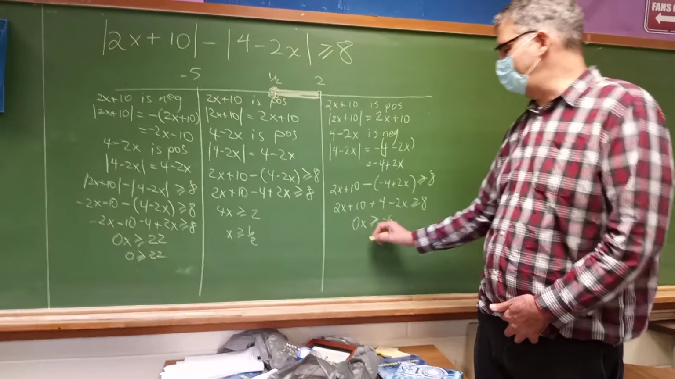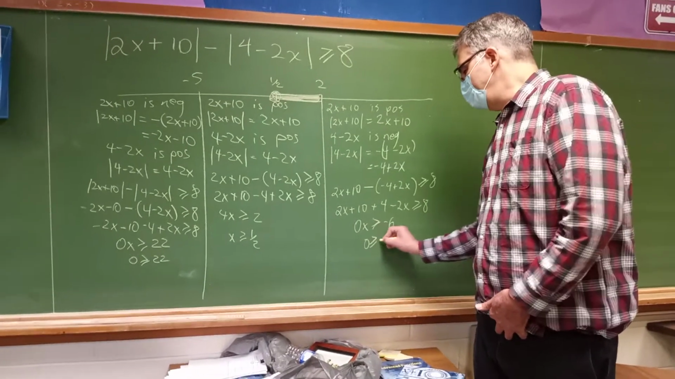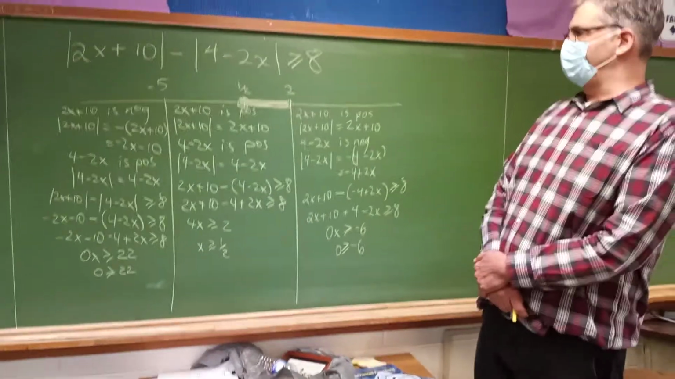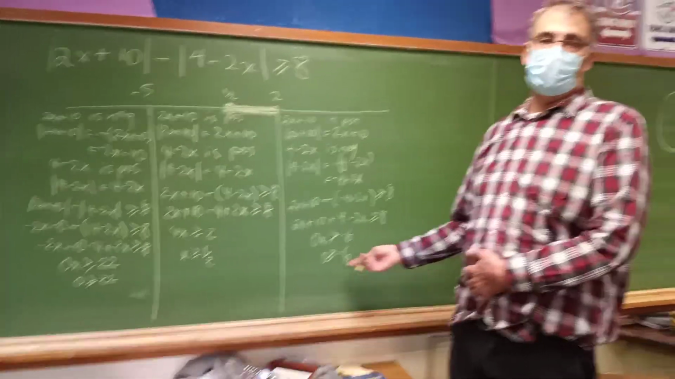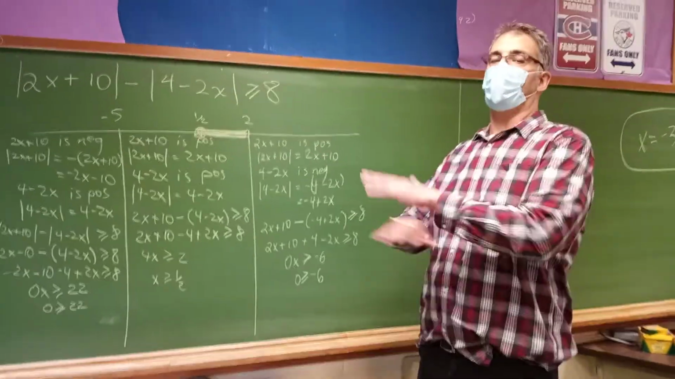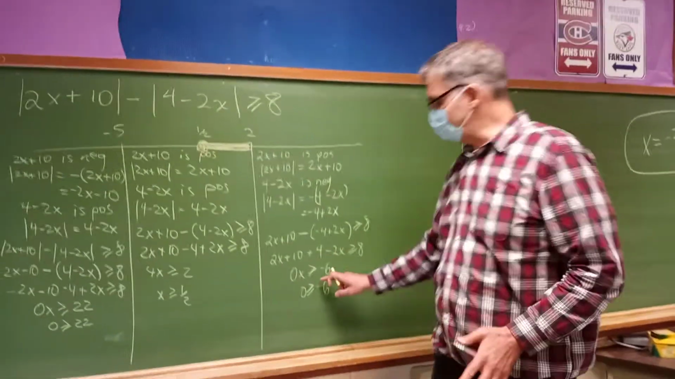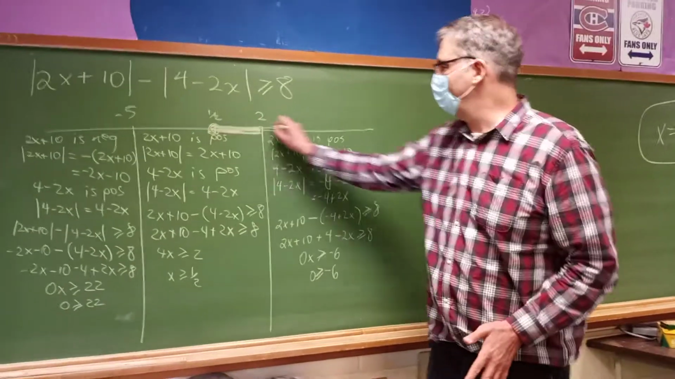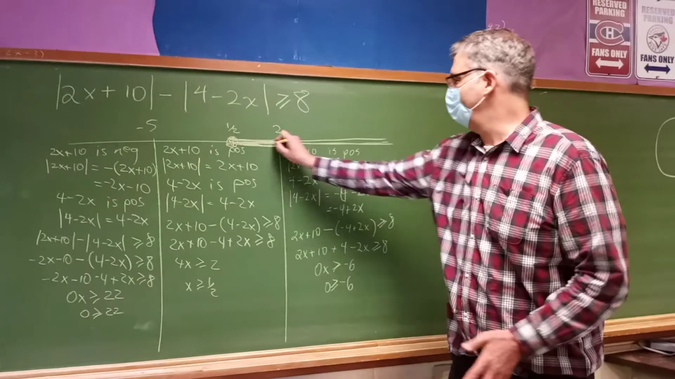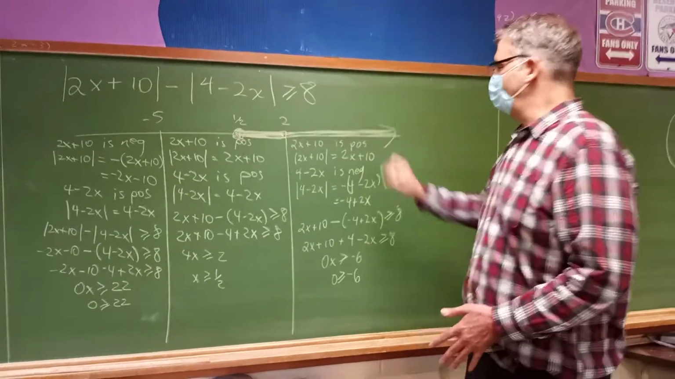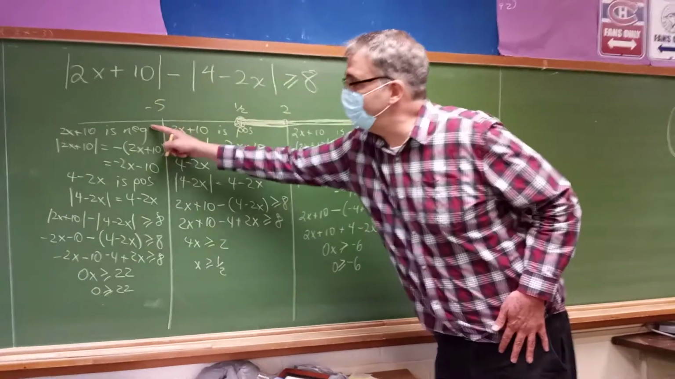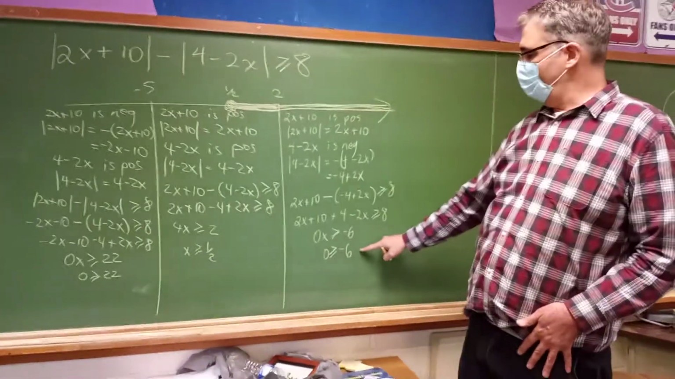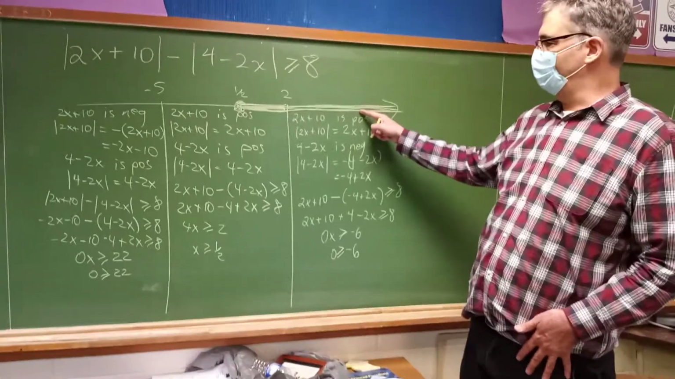We know 0x is the same as 0. So we get 0 greater than or equal to negative 6. Now, I ask myself, is that true? And the answer is yes, it's always true. So because it's always true, I color in the whole interval. Every part of it. Over here, it was never true, so I didn't touch it. Here it's always true, so I color in the whole thing.